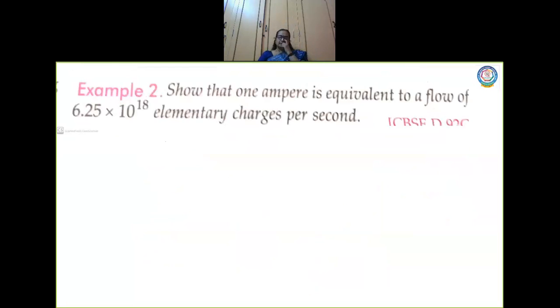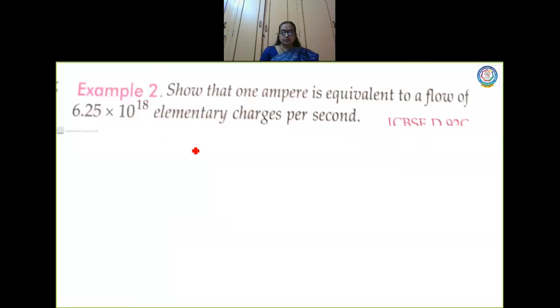The next problem is, I think you are very familiar with this, but you should know, that is why I recalled this problem. Show that 1 ampere is equivalent to flow of 6.25 into 10 power 18 elementary charges per second. The question can be asked like this: how much amount of charge is stored in 1 ampere of current in 1 second? This already you have proved in 10th standard, but not like this. Actually here they have asked us to prove that it consists of 6.25 into 10 power 18 electrons, but in your lower classes you would have got this value, which is 6.25 into 10 power 18.